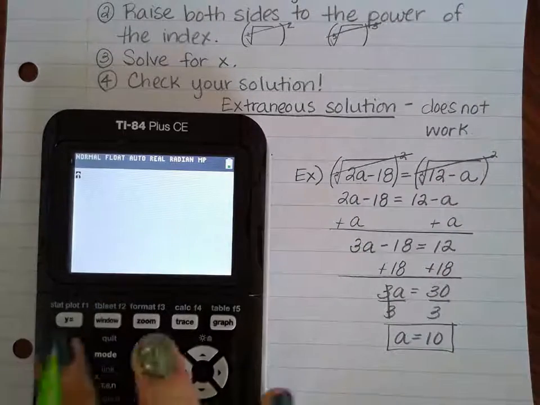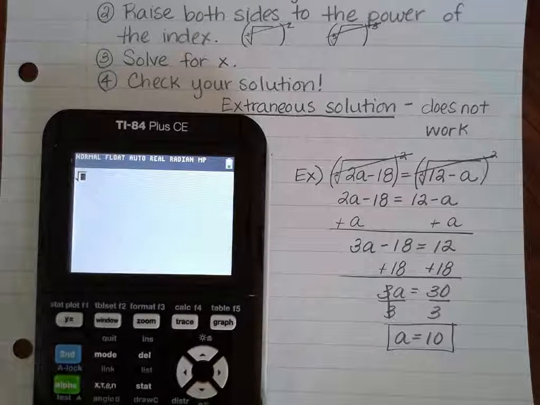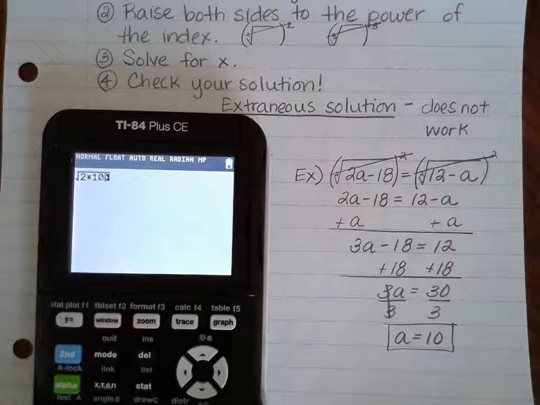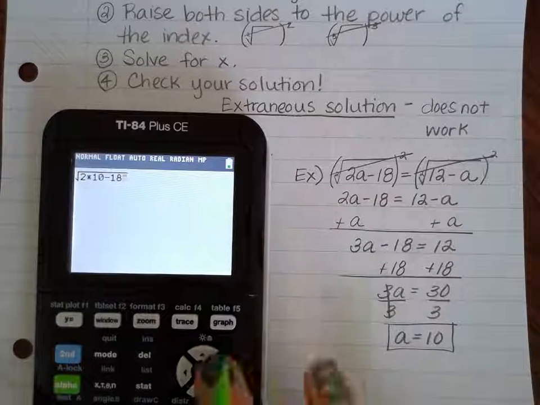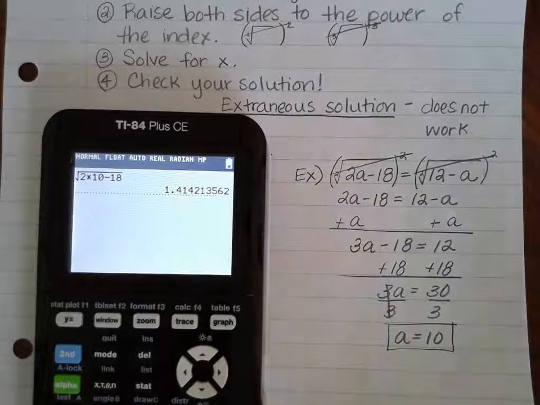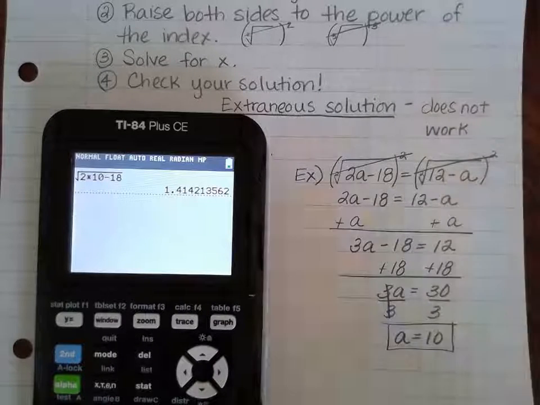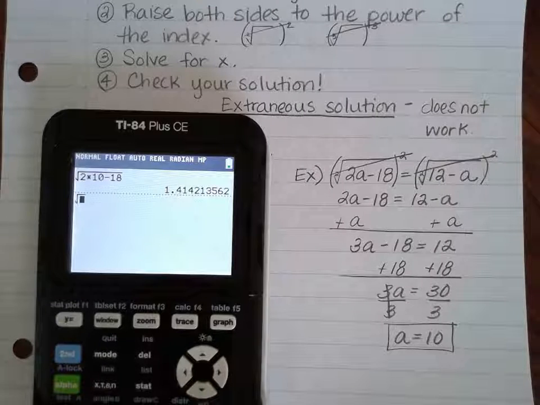Okay, so we had a square root originally, and then this is 2 times our answer, which is 10, minus 18. And then we hit enter. We get some crazy looking decimal that looks like the square root of 2. Now we're going to go on, and over here we're going to plug that in. So the square root of 12 minus, and then we put our answer in, which is 10.